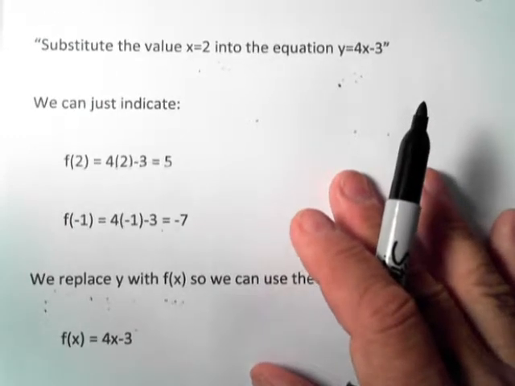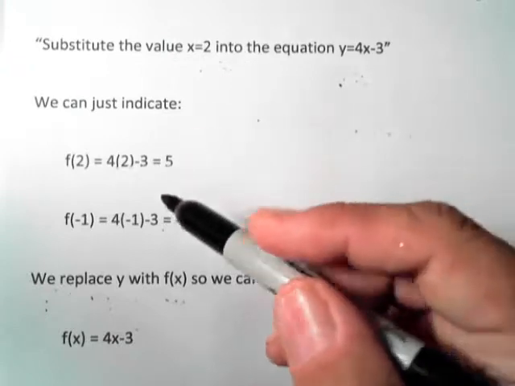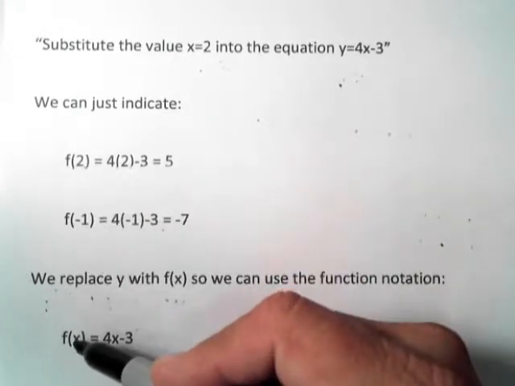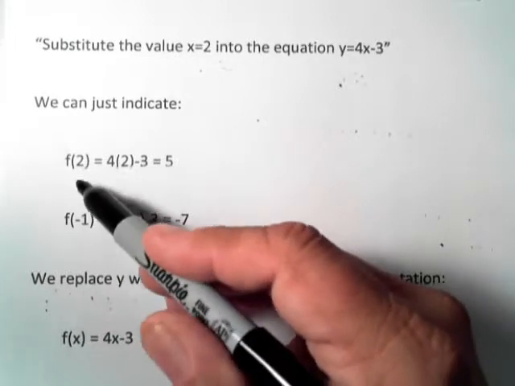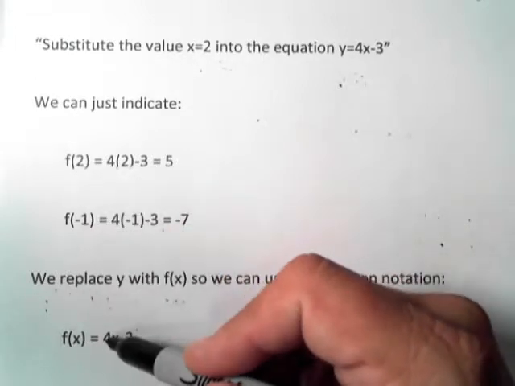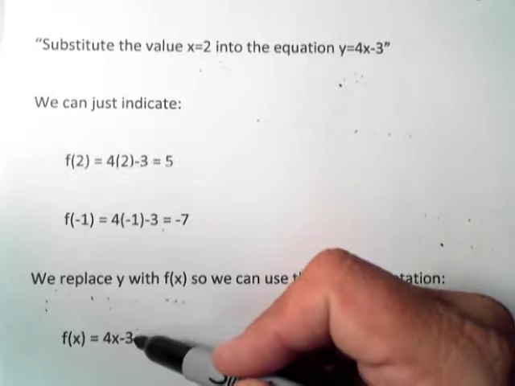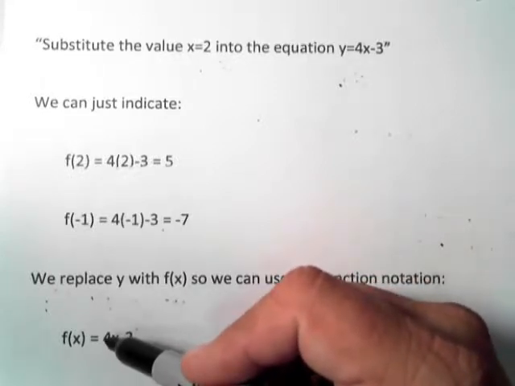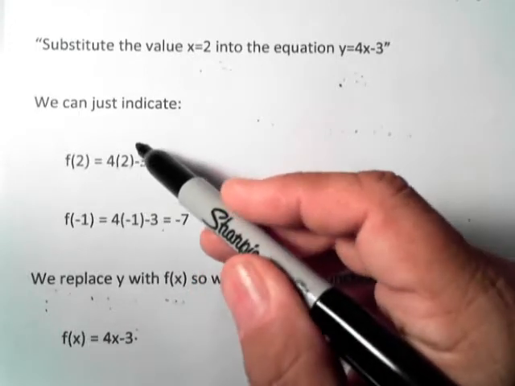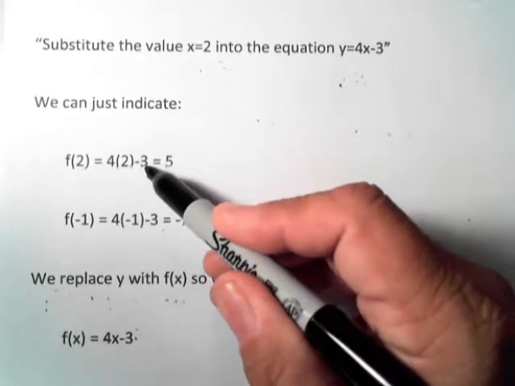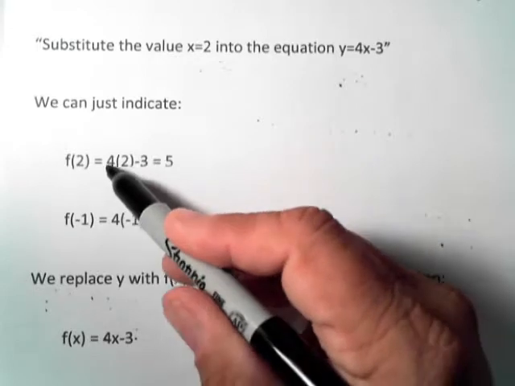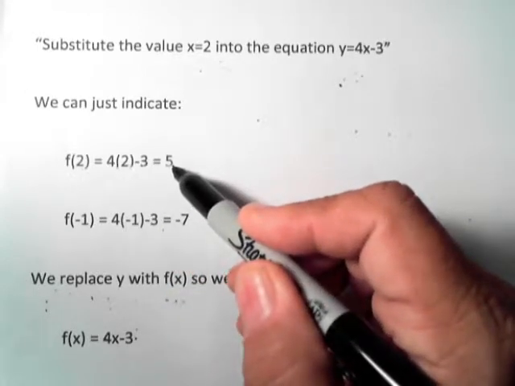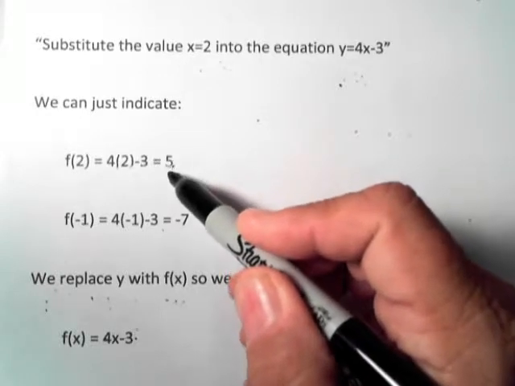But let's go back up to these guys. If you have f of 2, then that means this x down here is being replaced with 2. So you look at the rest of the equation and say, okay, I'm going to replace this x with 2. These are multiplying, so it'll be 4 times 2, and then there's the minus 3. So we got 4 times 2 is 8, minus 3, that's 5. So f of 2 would equal 5.